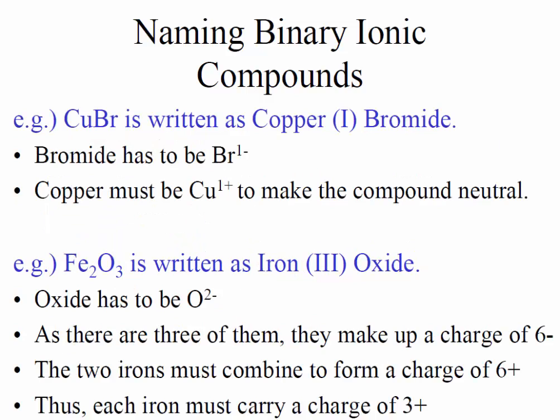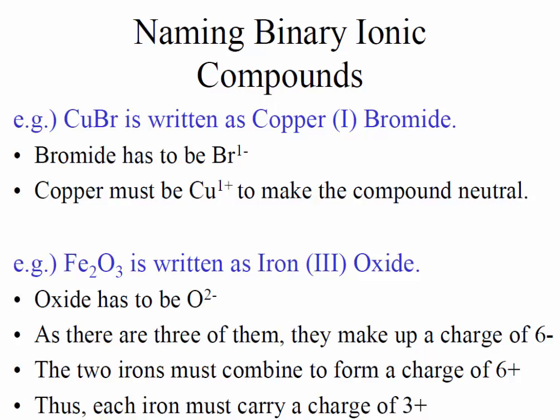A few more examples here. If you had CuBr, the name would be copper(I) bromide. Again, you're looking for the charges to add up to 0. Bromide has a charge of -1, and in order for one copper and one bromine to have a charge totaling 0, copper must have a charge of +1, so it's copper(I) bromide.